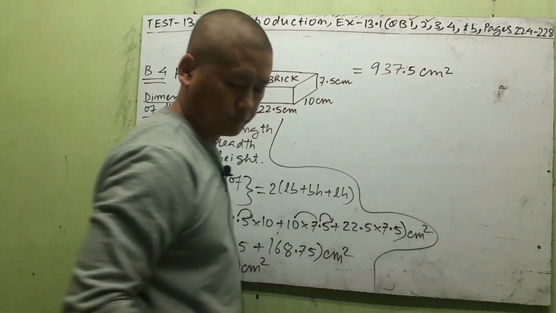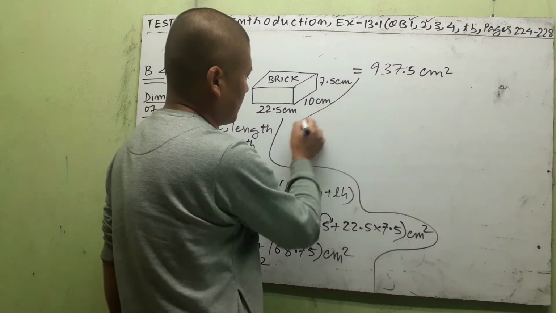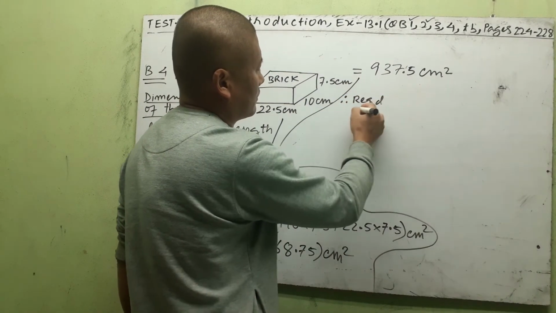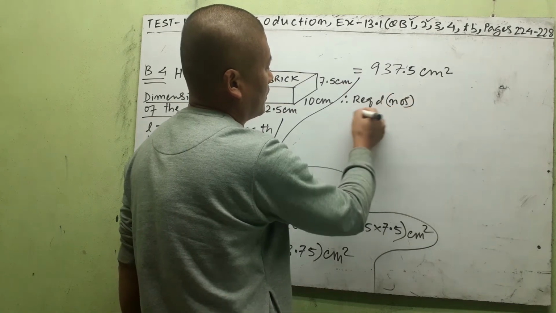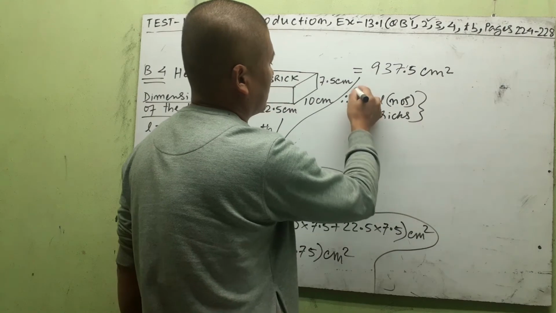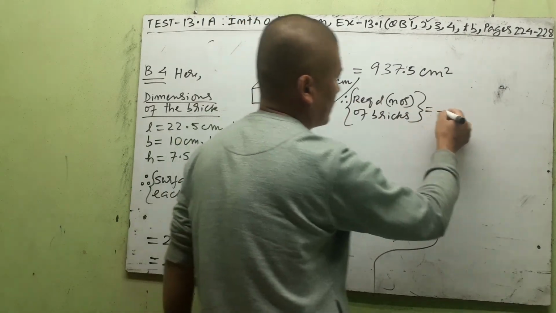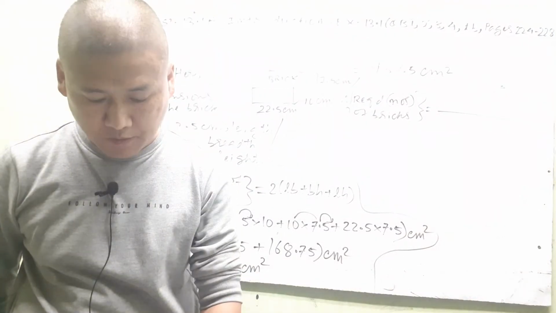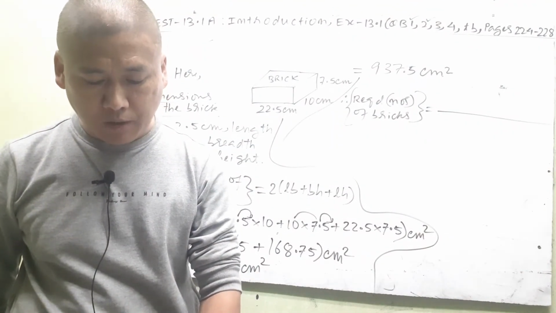Now our answer is almost coming. Therefore, the required number of bricks that can be painted is equal to... okay, so the paint in a certain container is sufficient to paint an area equal to 9.375.